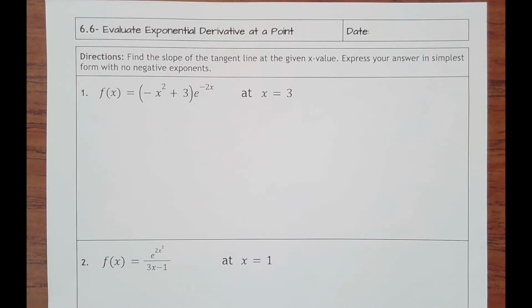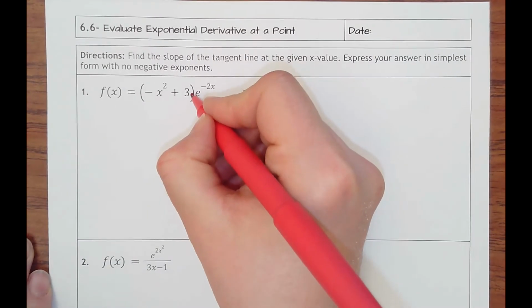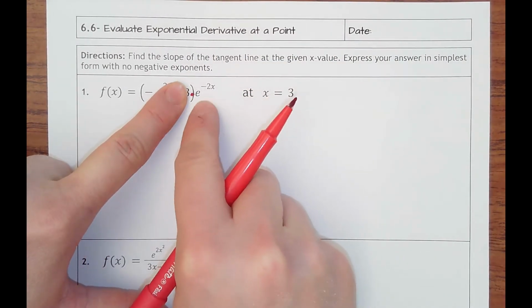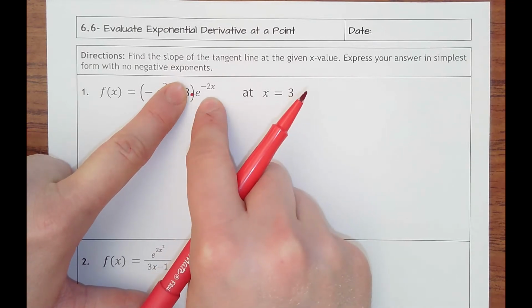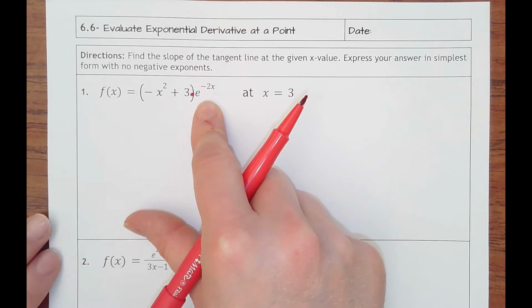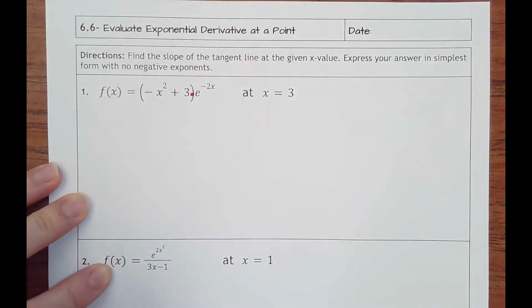Lesson 6.6, evaluate exponential derivative at a point. So this is exactly what we have done before. We know we're finding the slope or the instantaneous rate of change, which means we're finding the derivative. We're using product rule in this case because we've got this function times an e, this is an exponential function. And now we know how to do these. So really this is nothing new other than applying the rules we've just learned.